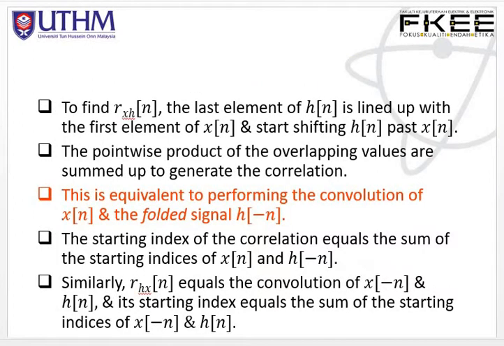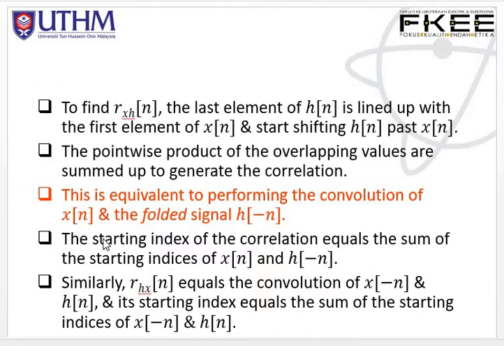And this is the procedure to find the cross correlation. In order to find R_xh, the last element of h[n] is lined up with the first element of x[n], and we start shifting h[n] past x[n]. The pointwise products of the overlapping values are summed up to generate the correlation. This is equivalent to performing the convolution of x[n] and the folded version of the signal, h[minus n].